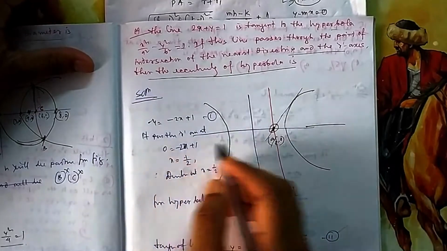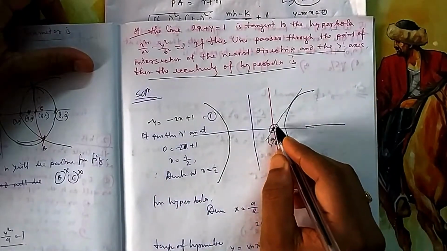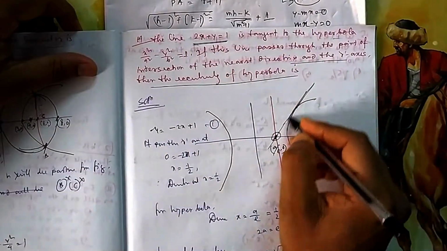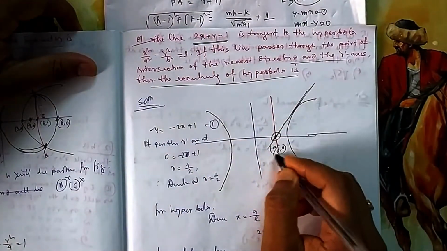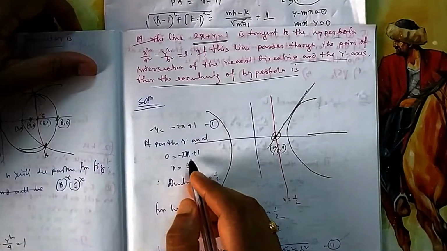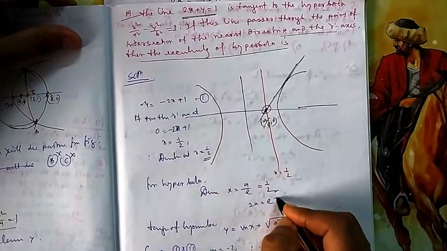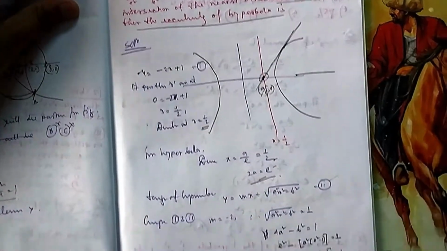So first you have to find what this point is. This line is tangent, they are saying. So once you know this line, if you put x equal to 0, you will find this coordinate. If you put y equal to 0, you will find this coordinate. So x equal to half. That means a by e is given as half.